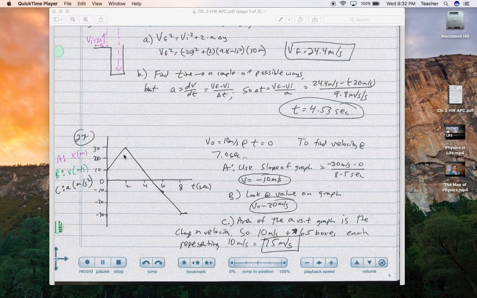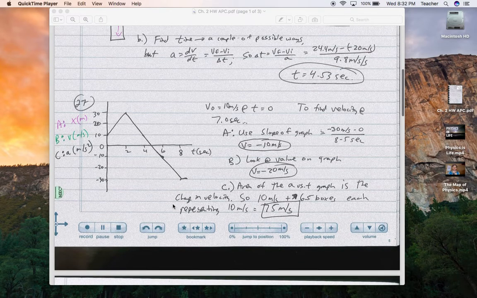But it was given. So looking for particle A to find the velocity at 7 seconds, we need to look at the slope of this graph. The slope of a position-time graph gives us a velocity that's negative 10 meters per second. For B, finding the velocity at 7 seconds, this is a velocity-time graph. We just look at the y-axis value at 7 seconds. That's negative 20 meters per second.